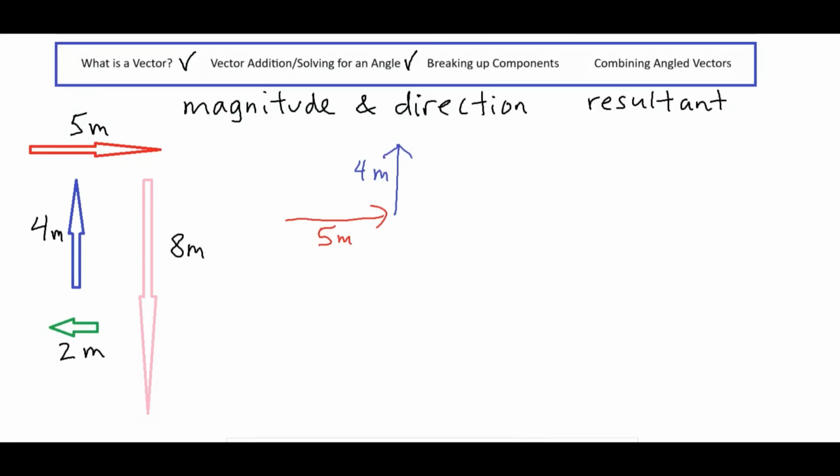And then my pink one, I'm going to start it where the blue one ends, and it's basically going to trace it down. Whoops, that's not very straight. But that one's 8 meters down. My green one, start it where the pink one ends, just go back 2. And then my resultant vector is my final solution, which is connecting the starting and ending point.